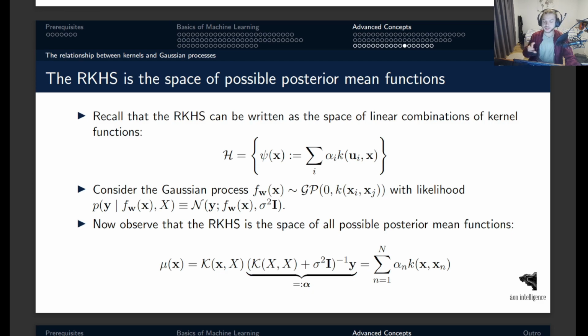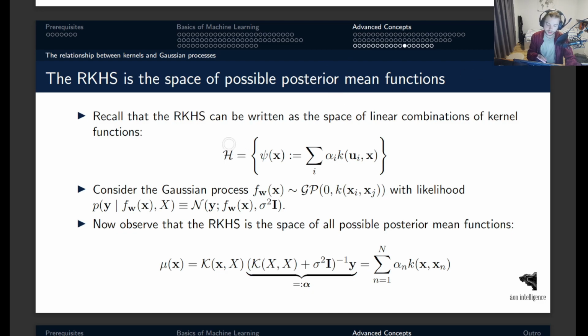So it's really nice to see that the Gaussian processes basically do what we tried to do analytically in the first half of this module, when we were minimizing the squared error. But the connection goes even deeper. I want to make the claim that the RKHS, the reproducing kernel Hilbert space induced by the kernels, is the space of possible posterior mean functions.